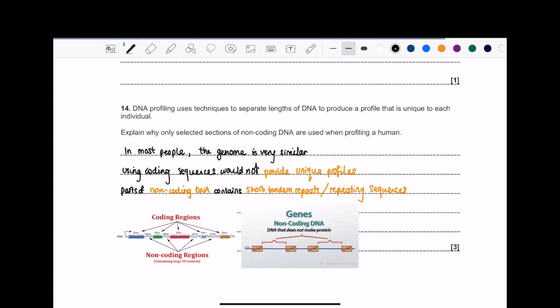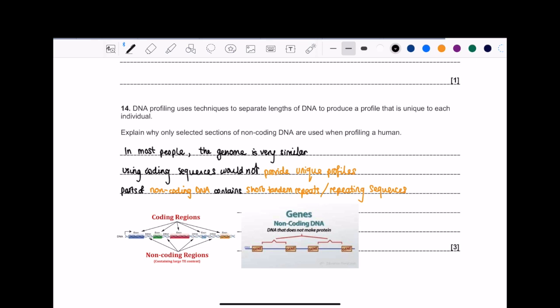But remember, each cell contains the whole genome. Every cell in your body contains the whole genome. Every human genome is extremely similar. 97% of us is similar, 3% is different. These are approximations here. So yeah, I would recommend you write this down in your notes and then really try and internalize it.